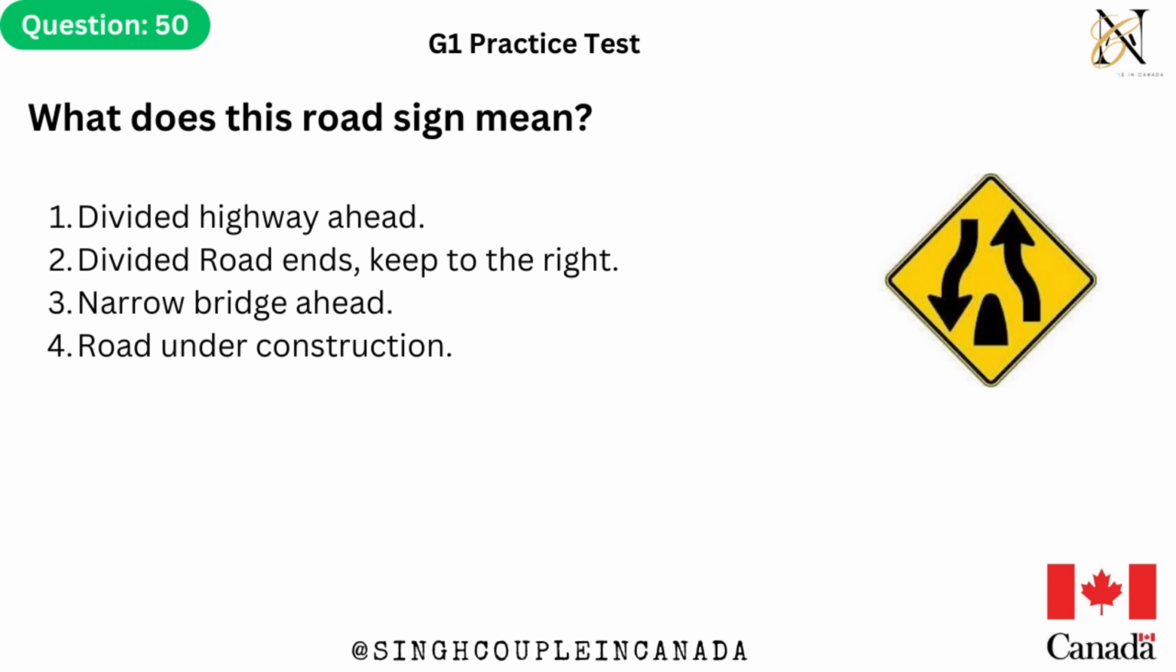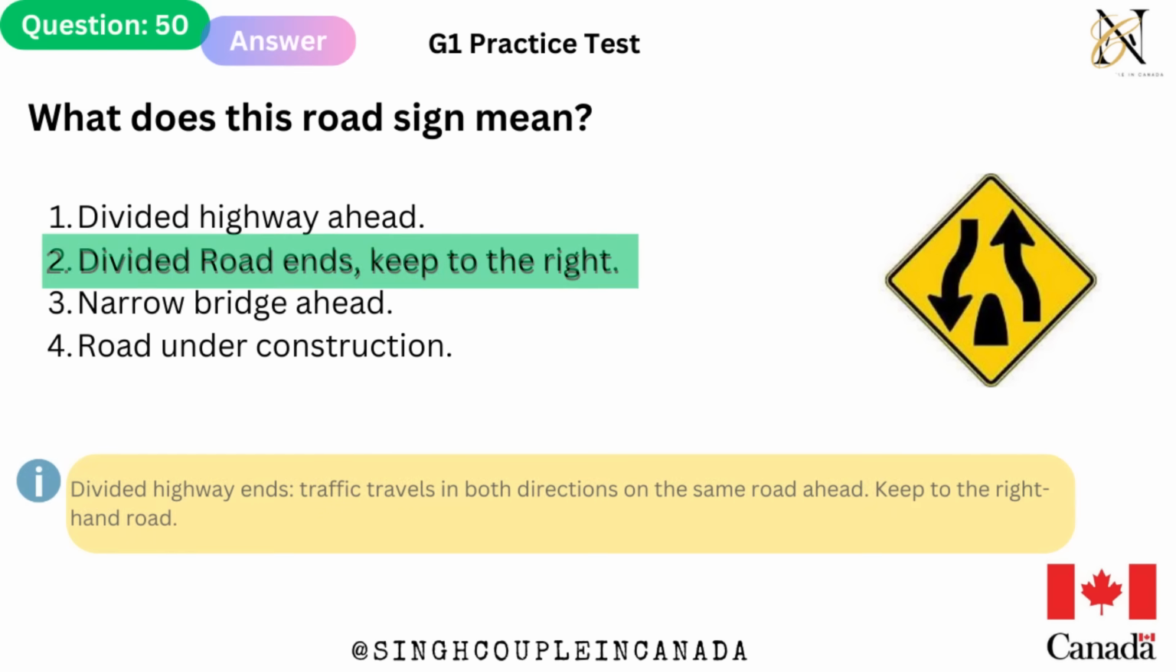What does this road sign mean? 1. Divided highway ahead. 2. Divided road ends, keep to the right. 3. Narrow bridge ahead. 4. Road under construction. The answer is 2. Divided road ends, keep to the right. Divided highway ends, traffic travels in both directions on the same road ahead. Keep to the right-hand road.